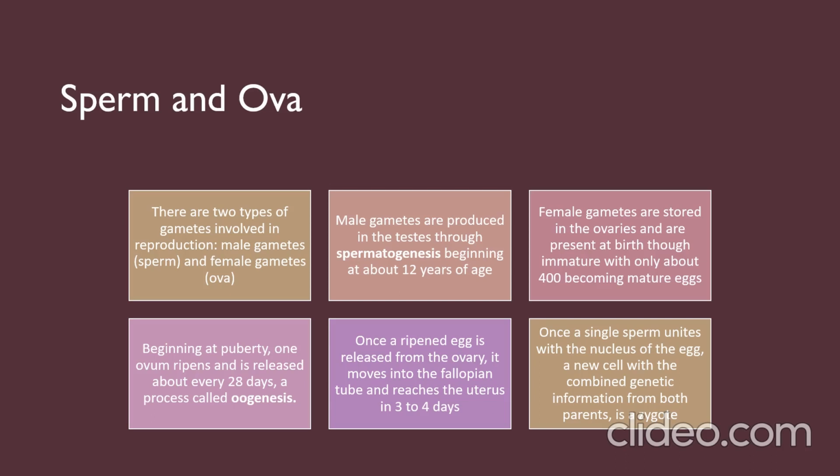Once a ripened egg is released from the ovary, it moves into the fallopian tube and reaches the uterus in 3 to 4 days. Once a single sperm unites with the nucleus of the egg, a new cell with the combined genetic information from both parents is a zygote.